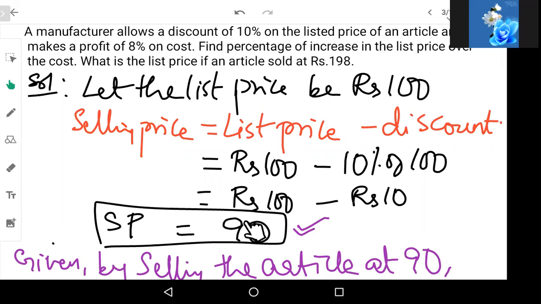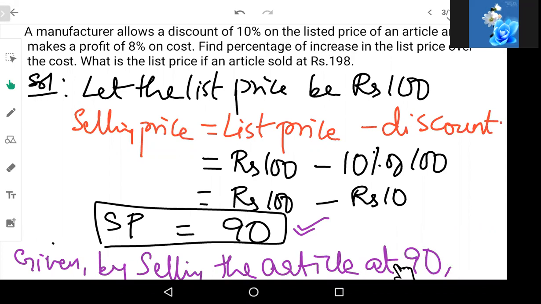Okay, so instead of 100 rupees, I am giving them 10% discount, so we are selling the product at 90 rupees. This is the first part of the question. So we have solved until here. Now the next part is, even after giving discount, we are making a profit of 8%. So even after selling the product at 90 rupees, we are making a profit of 8%.